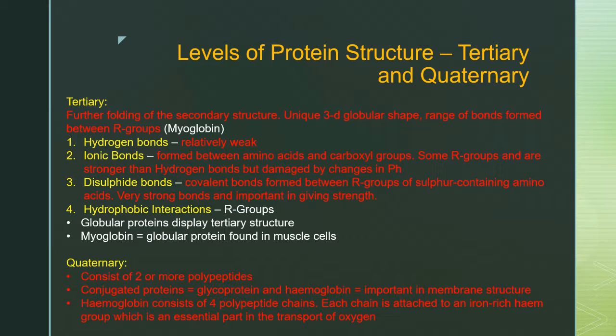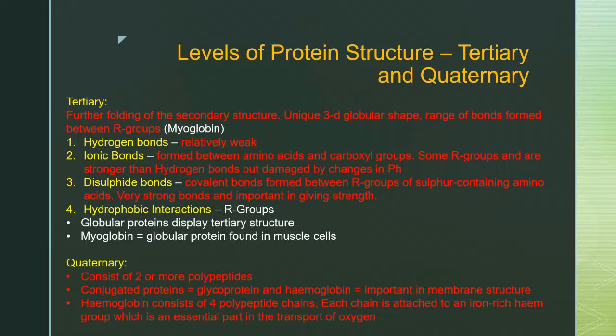The four different bonds you'll need to know are hydrogen bonds, which are relatively weak bonds, and ionic bonds, which are formed between amino acids and the carboxyl groups. Some R groups are stronger than the hydrogen bonds, but are damaged by changes in pH. Disulfide bonds are the strongest bond, they are covalent, and they are found between the R groups of the sulfur-containing amino acids. They're very strong bonds, and they are very important in giving strength.